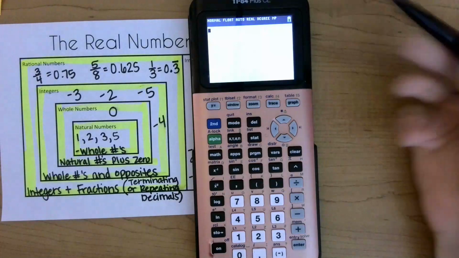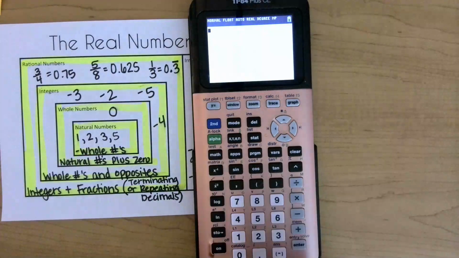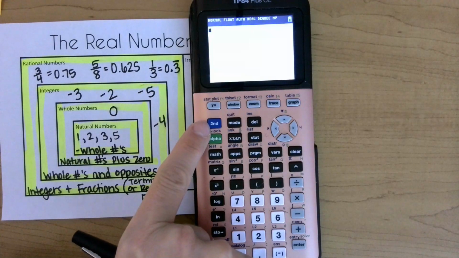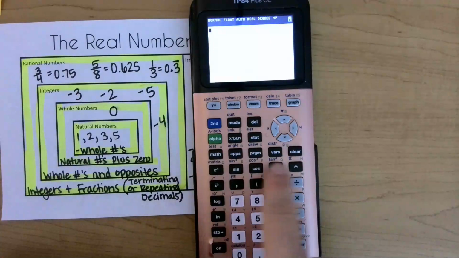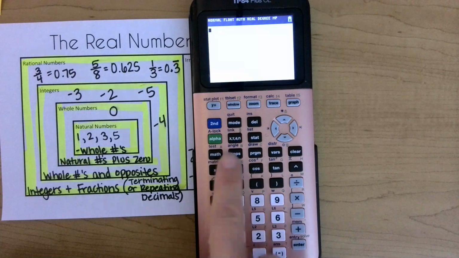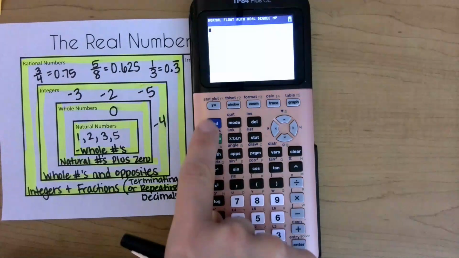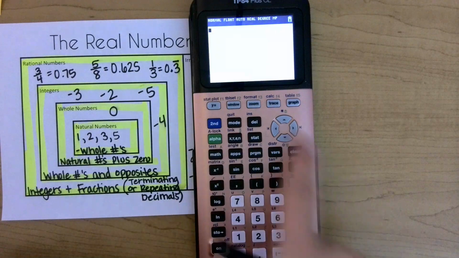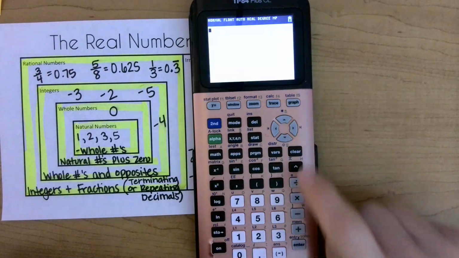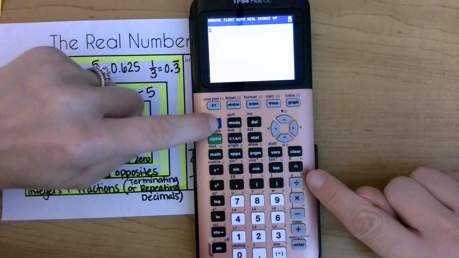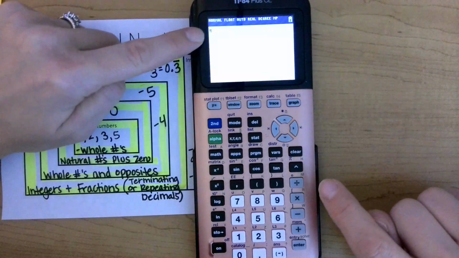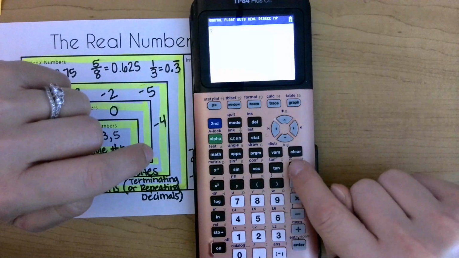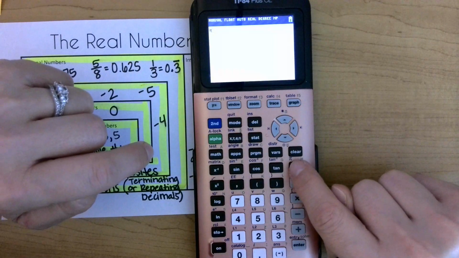So to do pi, remember, all the operations use the blue second button. See all the words and symbols above each of these keys that are in blue. That means we would use the second, the blue button. So do you see where the symbol pi is on your calculator? The caret. So you would do second caret, and then it'll give you a pi symbol. So everyone do that. Second caret, because there's that little pi symbol above the caret.